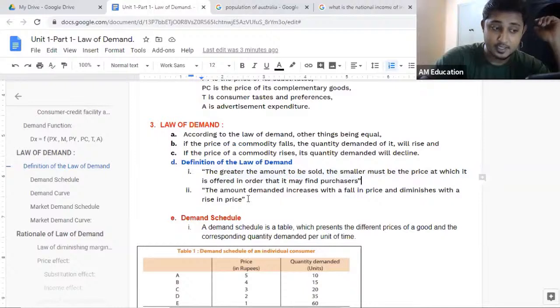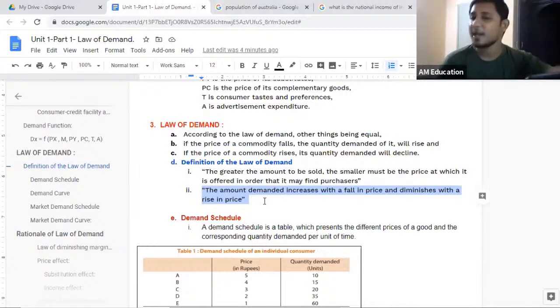Or you could define it as the amount demanded increases with a fall in price and diminishes with a rising price. So this is a better definition. So next time someone asks you how do you define law of demand, you say this. The amount of quantity demanded is a better term, right? So the amount of quantity demanded increases when?